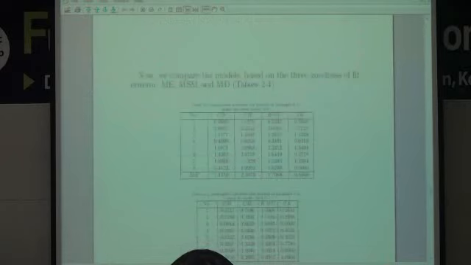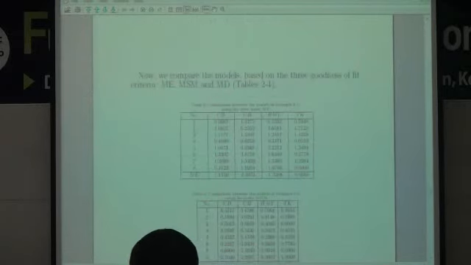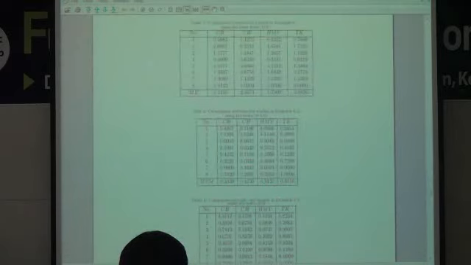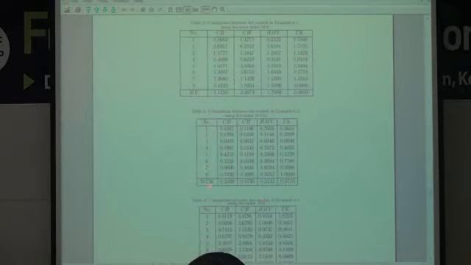Now we compare these models based on mean of error. You see that the mean of error of our method is less than all of them. This is the mean of similarity measure. This is the mean of error. This is the mean of similarity measure.